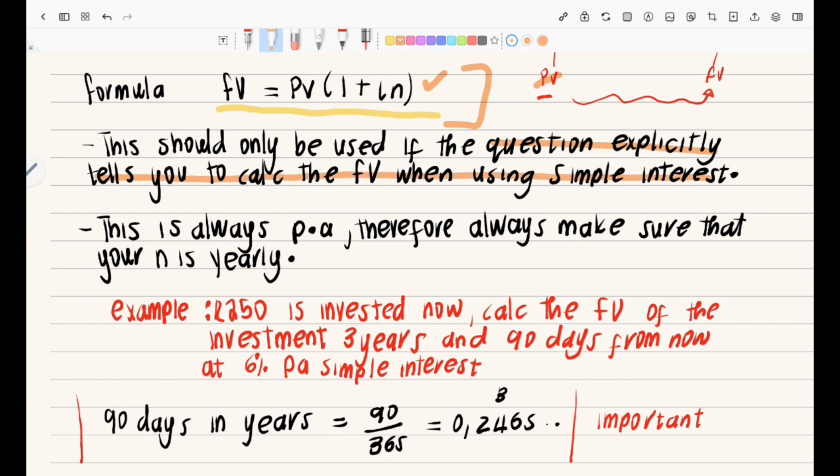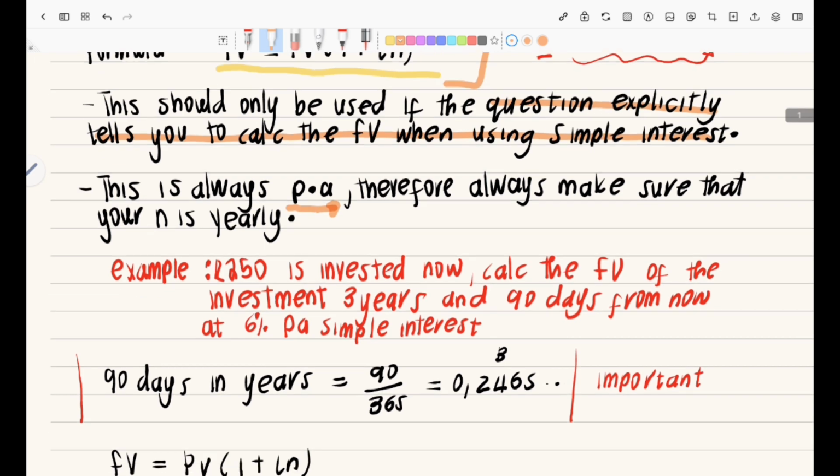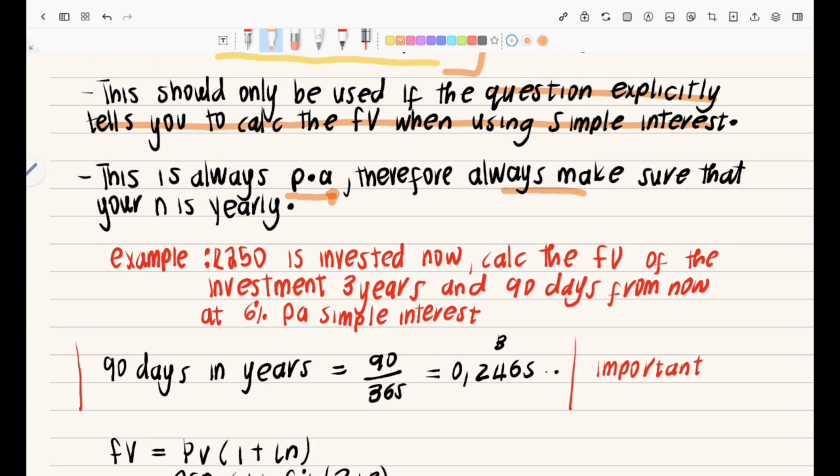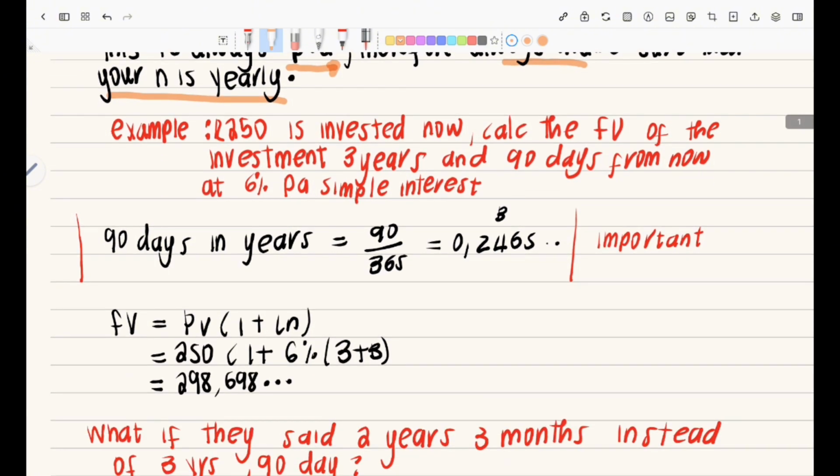Another thing you guys should remember with simple interest is that simple interest will always be per annum. You're never going to have simple interest occurring every 2 months or every 3 months. It will always be per annum. That is a very important point, because they might give you your N in months, they might give you your N in quarters. But what you need to make sure is that you turn that N time period so that it is yearly. So you should always make sure that your N is yearly, and we'll look at examples on how to change this.